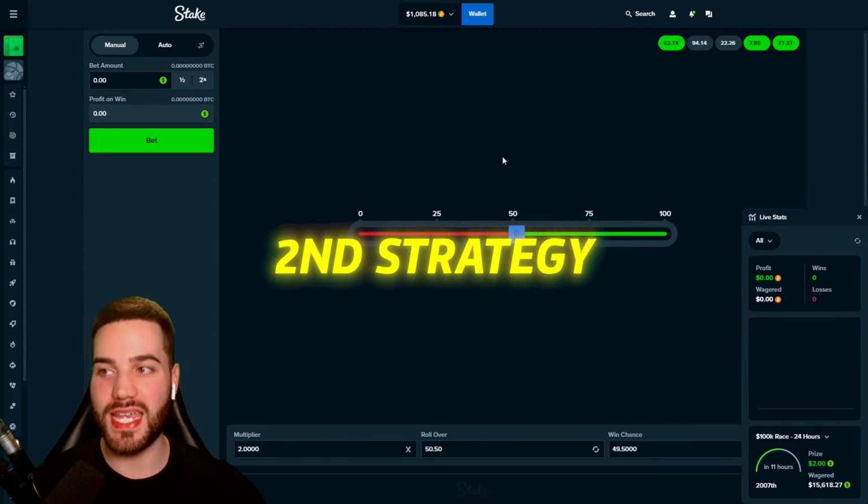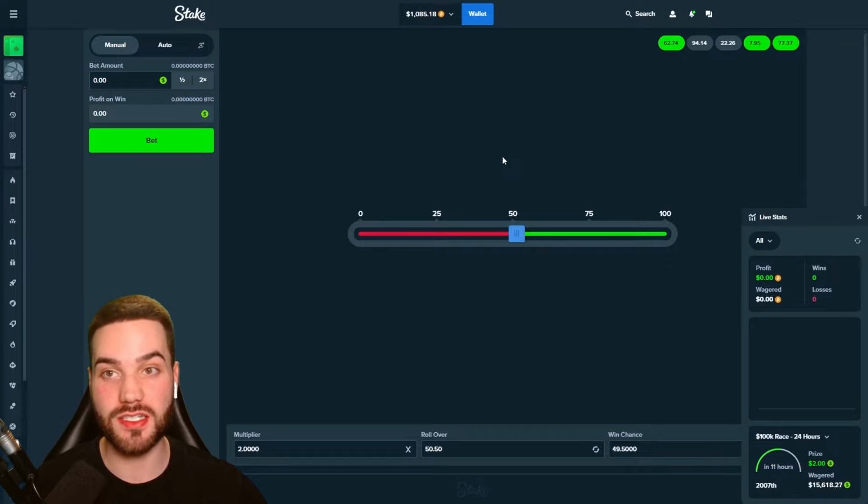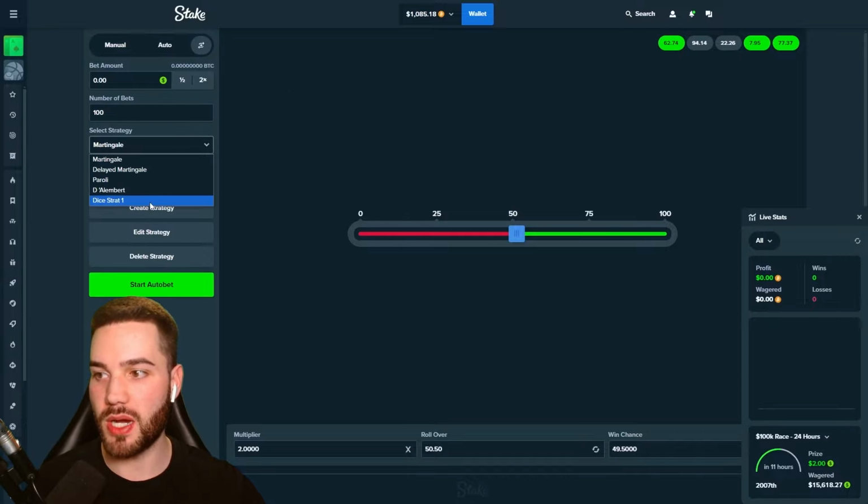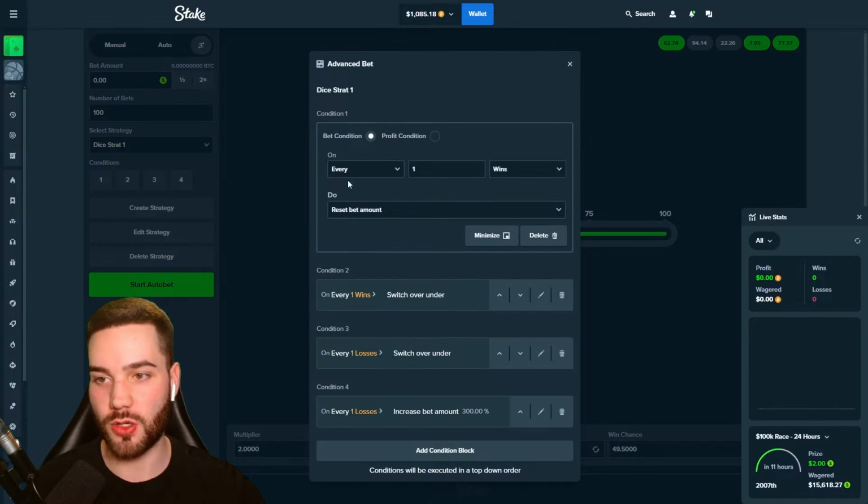Now for the second strat is on dice. This one works just as good as the Mines one. You guys are going to see a nice steady incline on the graph. Now, if you don't know how to create a strat, first of all, click right here. I already have one created, but just click create strategy right here. I'm going to go over the conditions with you guys.